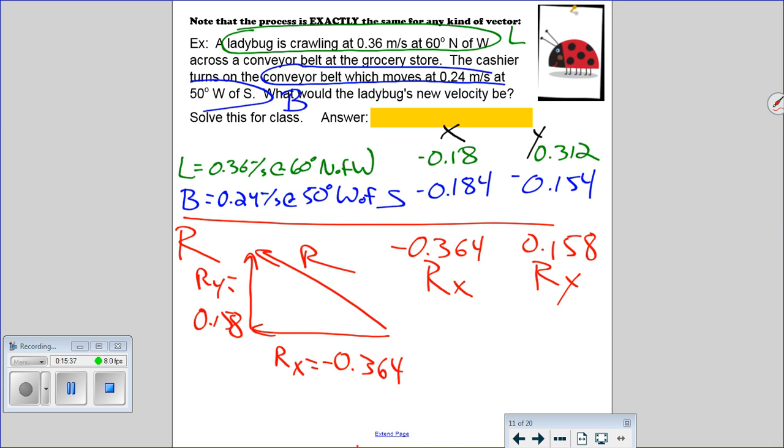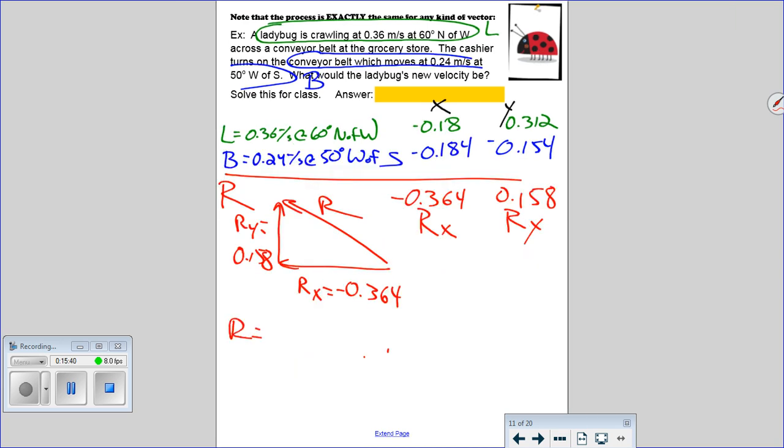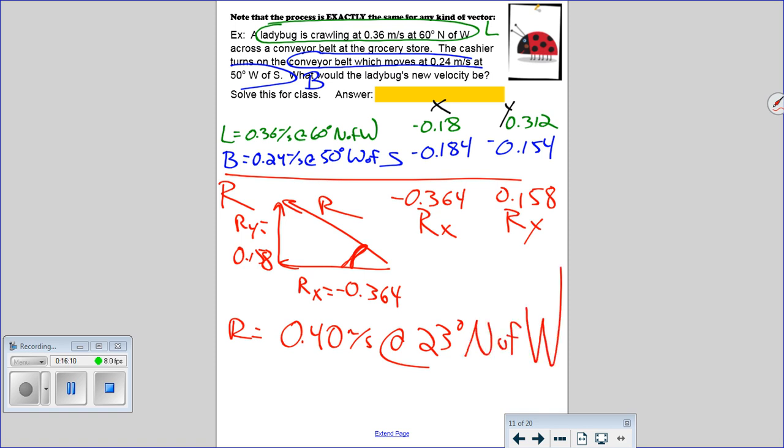So, how do we find R? Pythagorean theorem. So R ends up being about 0.40. What are the units going to be? Meters per second, at, let's say I need to find this angle. So use inverse sine, cosine, or tangent. I always use tangent because I do. And it gives you about 23 degrees or something like that. 23 degrees, what of what? North of west. Good? Problems? Issues, concerns, anything?